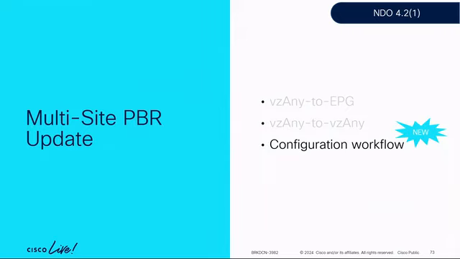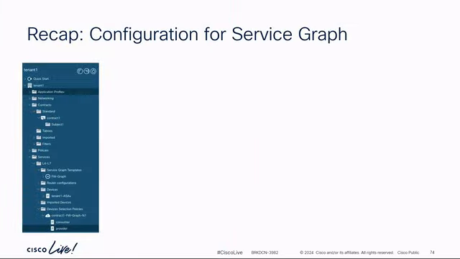This is the last topic today. We introduced a new configuration workflow on NDO for L4-L7. The reason is that, to be honest, many people think service graph configuration, especially PBR, is complicated. So we try to simplify configuration as much as possible. After I explain what the APIC configuration is and then what the new configuration is, I'm going to show you the demo.